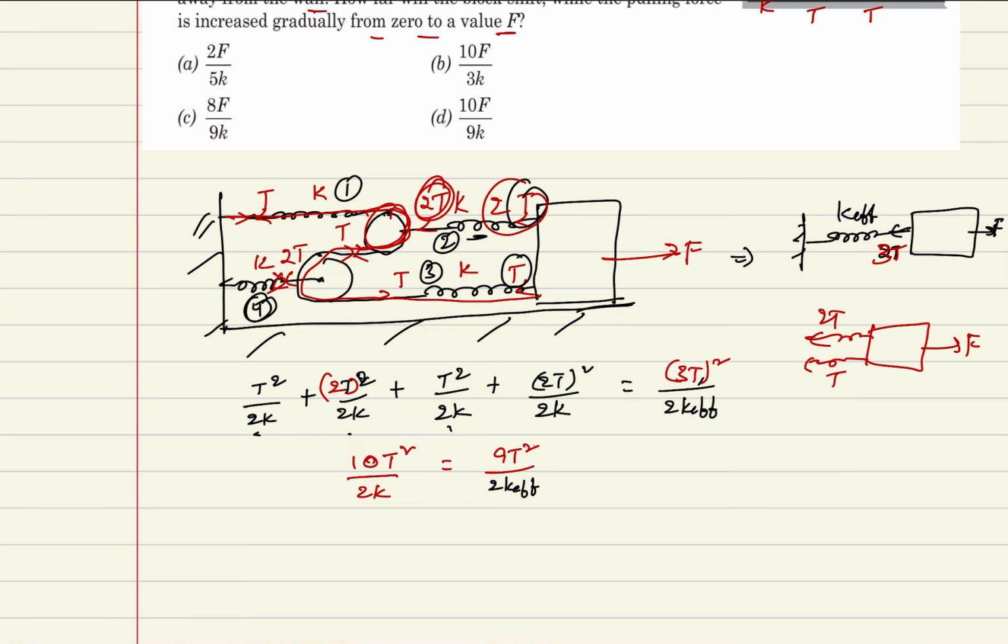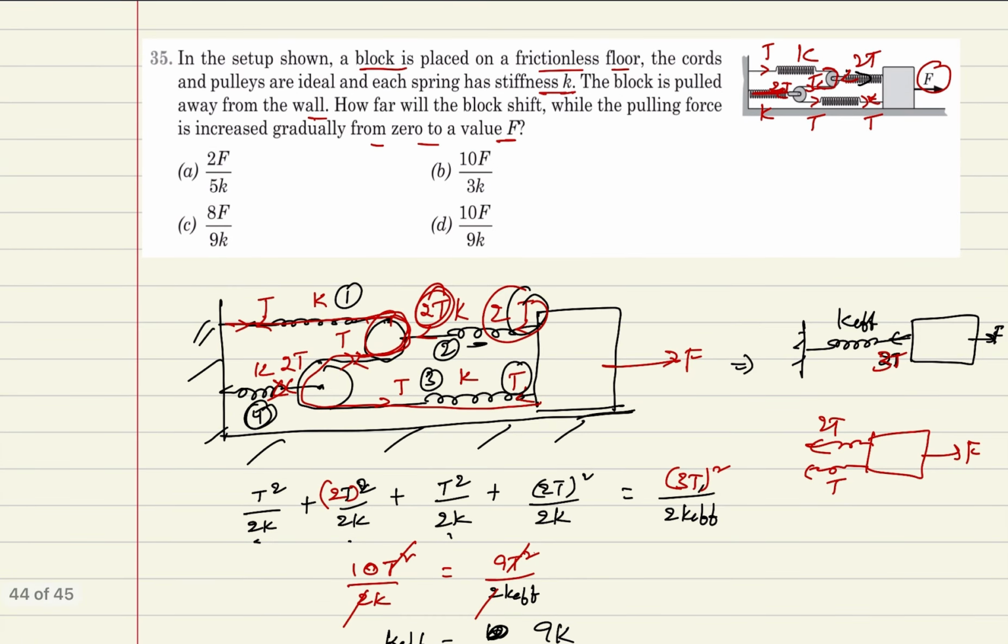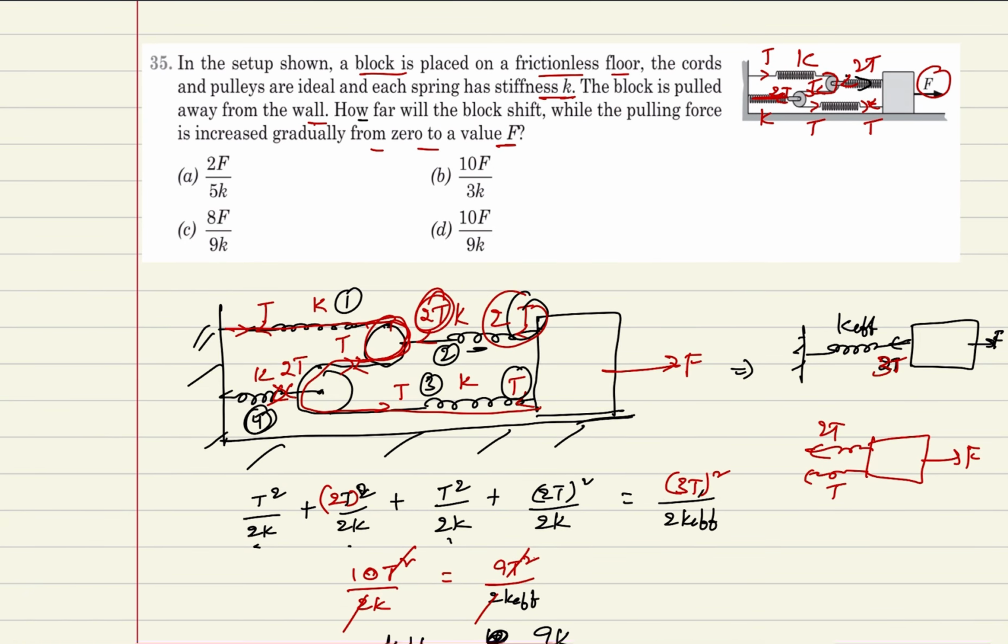9T square divided by the 2k effective. I can write this value: 2 and 2 get cancelled, T square gets cancelled. I can write the value of k effective is equal to how much? K effective value is equal to 9k divided by 10.